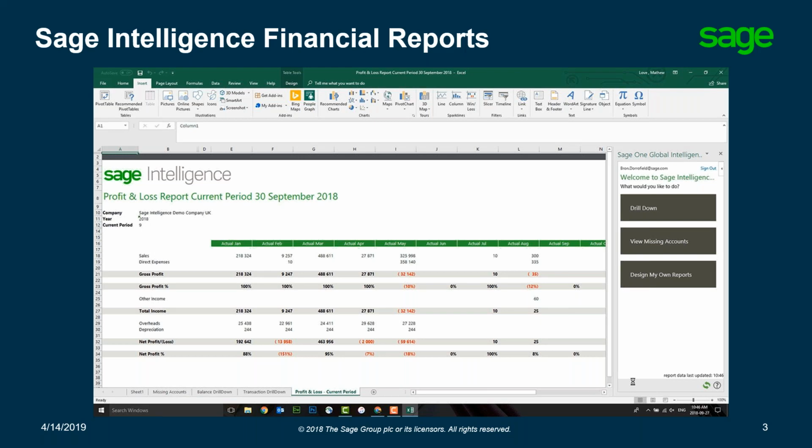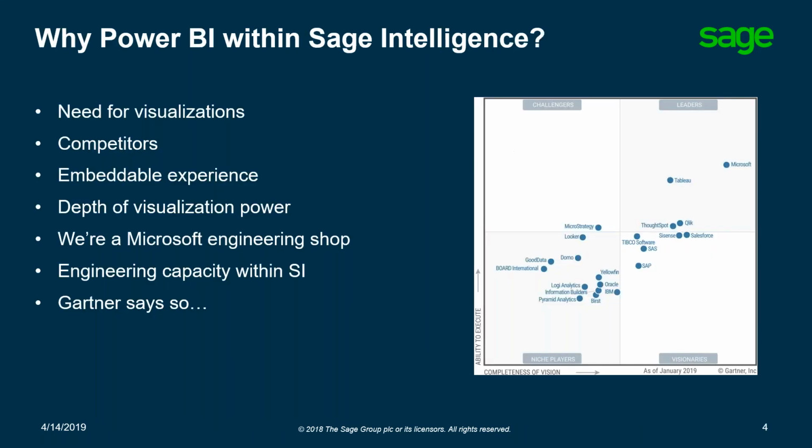So moving away from Excel and into Power BI. Why did we really consider Power BI as a BI solution to partner with within Sage Intelligence? As I mentioned before, customers these days really have a need for visualizations. There's products out there that can do it very well. We started facing a fair amount of pressure from competitors who were starting to do embedded visualizations within their products, or partnering with other ISVs to allow their customers to visualize their data.